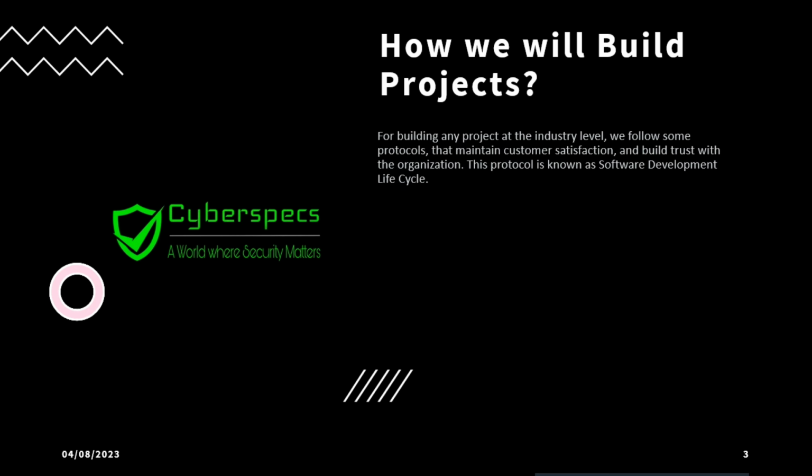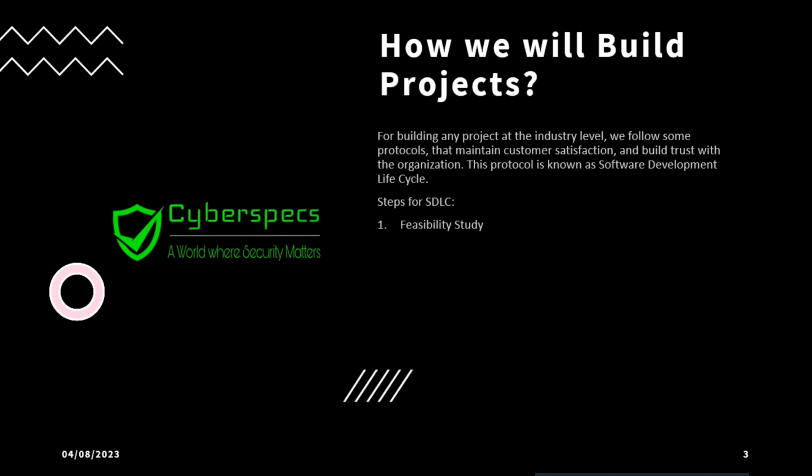For building any project at industry level, we follow some protocols that maintain customer satisfaction and build trust with the organization. This protocol is SDLC, Software Development Life Cycle. It is basically a rule or regulation, a life cycle, which will help you to deploy a project as per user need. There are some steps, processes or phases which we will follow during the development of any project.